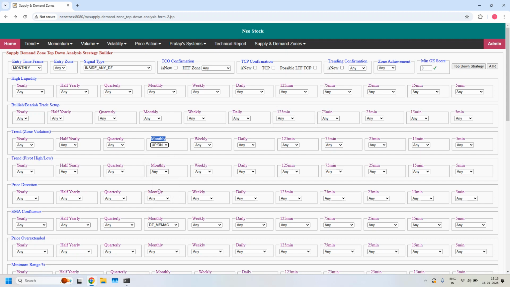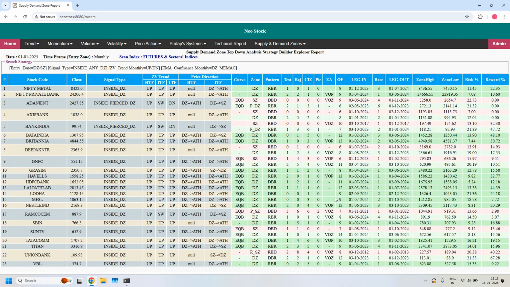It can be up or down. Let me filter the stocks. Now the list is reduced to 23. 23 stocks are filtered. All these 23 monthly demand zones are having monthly EMA confluence. Of course, the current prices are closed inside the monthly demand zone, and the trend is not sideways.